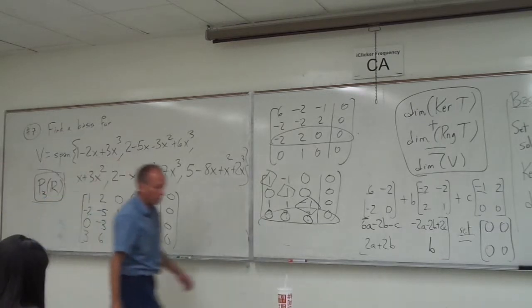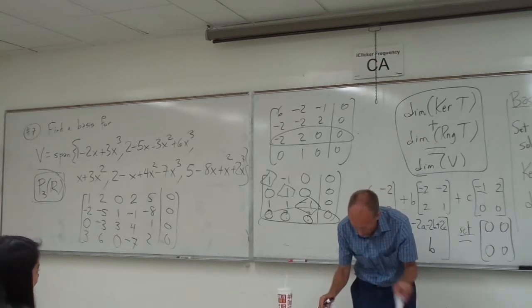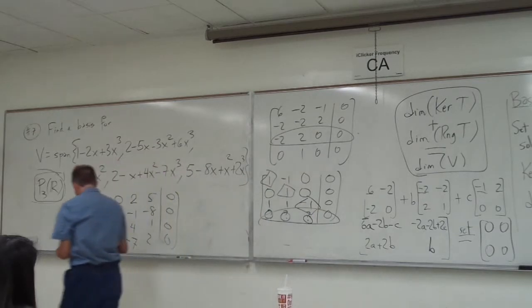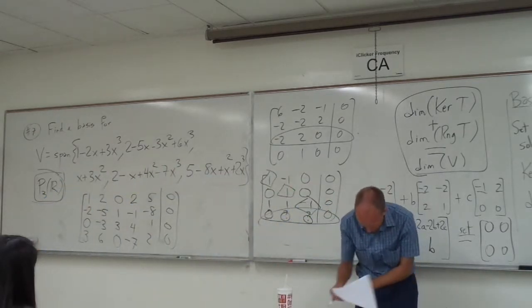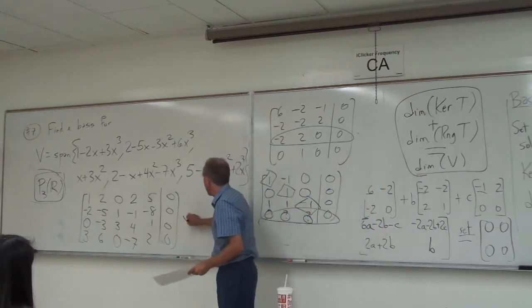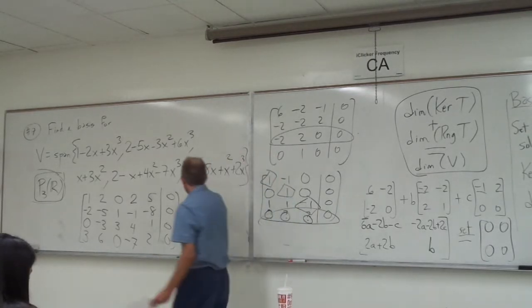Okay, so here's what we're going to do, because we're all not wanting to get too bored out of our minds. I'm going to help you, tell you what this comes down to. I'm going to do EROs. I'm just going to tell you what the row reduced form is. Can I do that?